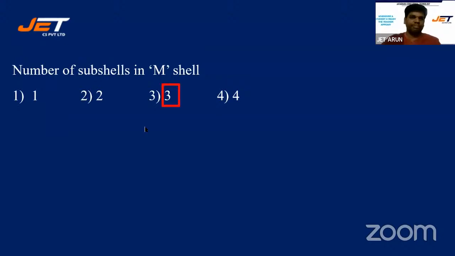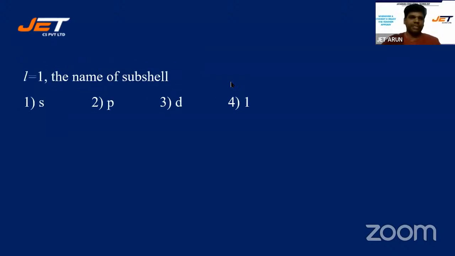Let's look at the key. It's 3. Number of subshells in M shell is 3. L is equal to 1. The name of the subshell: L is equal to 1 corresponds to which subshell? S, P, D, or F. The fourth option is supposed to be F. All right. It's not L, it's F.